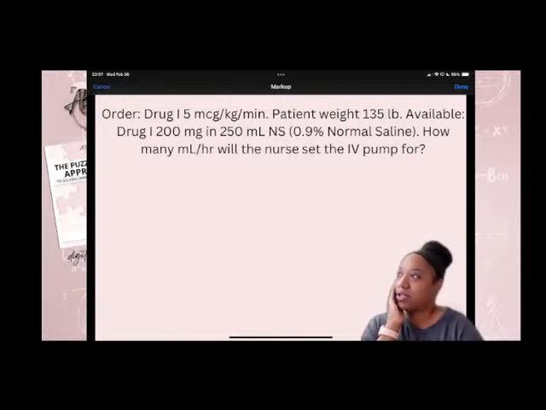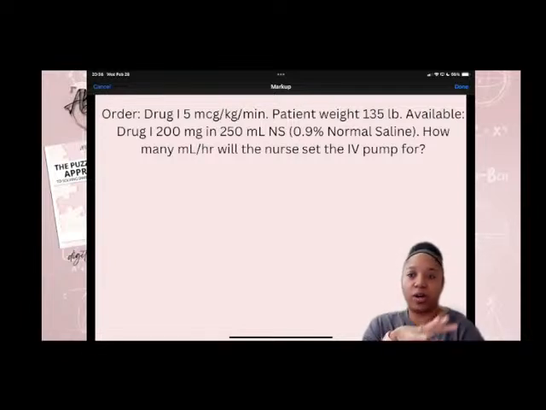All right. So drug I, 5 micrograms per kilogram per minute. The patient weighs 135 pounds. Available is drug I, 200 milligrams and 250 mLs of normal saline. How many milliliters per hour will the nurse set the IV pump for? Okay, so what is the goal? What are we looking for right here?